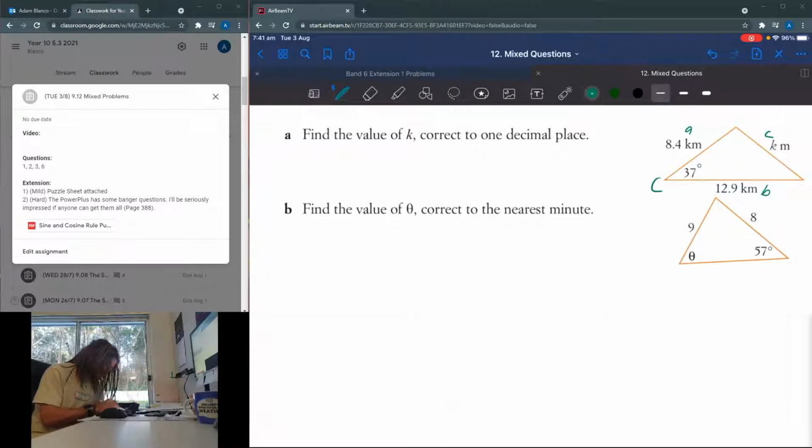Okay, so for a, I just like writing it out, so c squared equals a squared plus b squared minus 2ab cos C.